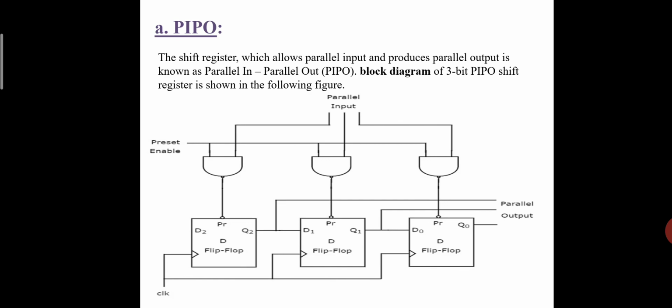PIPO is a simple circuit, so there is no need of a truth table to explain it, because by application of parallel inputs, for example 0 1 1, at a single clock pulse we will get all the 3 outputs in parallel. For example D0, D1, D2, we are feeding an input, and with a single clock pulse we will get the parallel outputs at Q0, Q1 and Q2. So this is the working principle of PIPO.